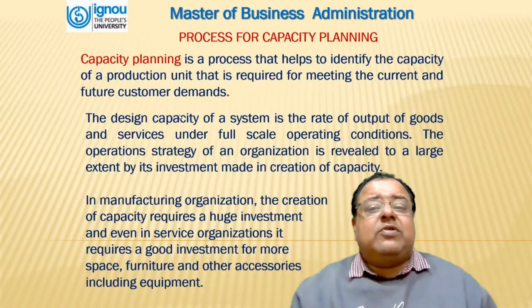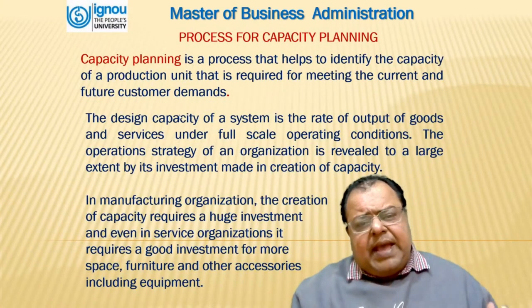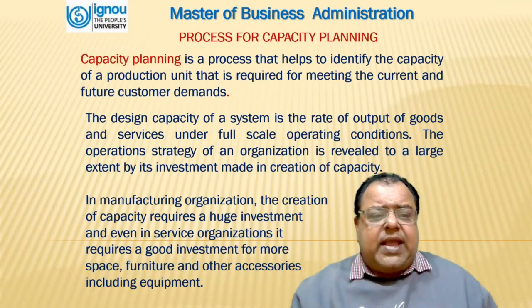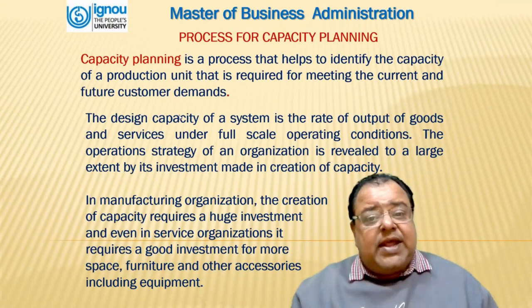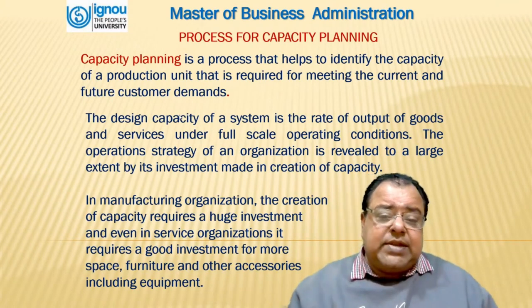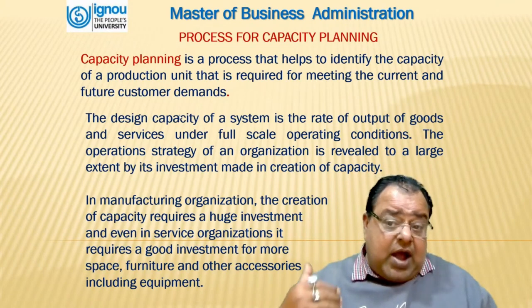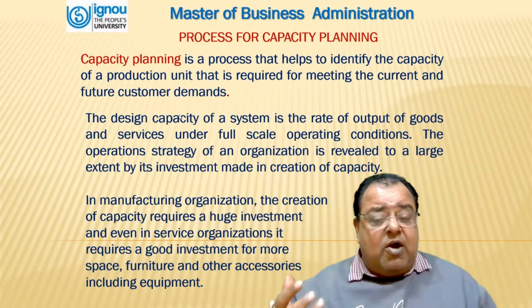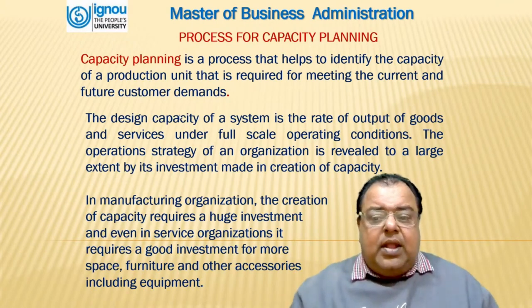Now, what is the process of capacity planning? Capacity planning is a process that helps to identify the capacity of production unit that is required for meeting the current and future customer demands. The design capacity of a system is the rate of output of goods and services under full-scale operating conditions.